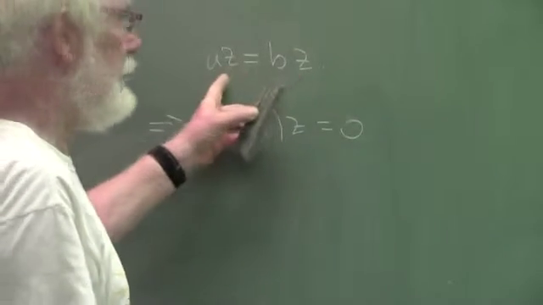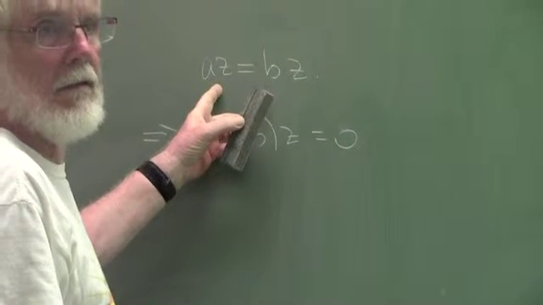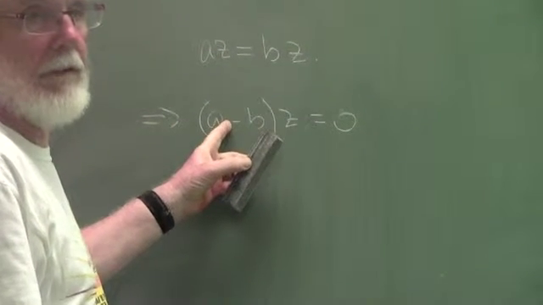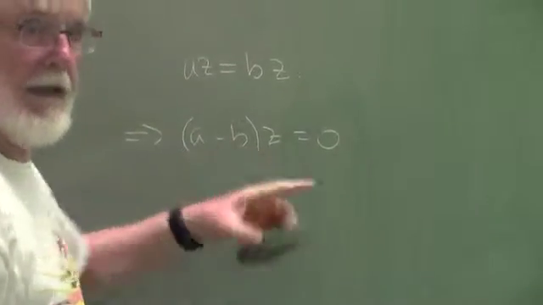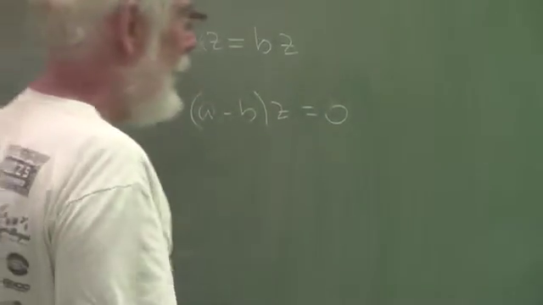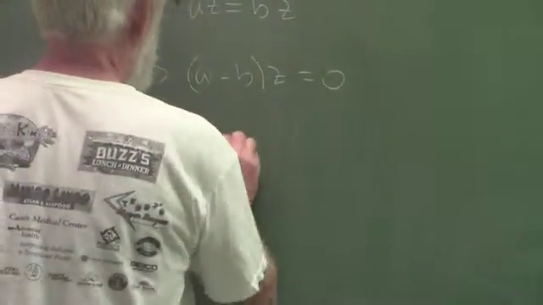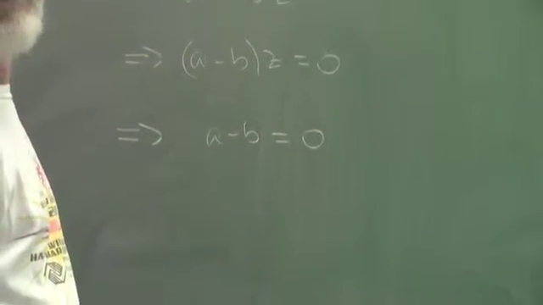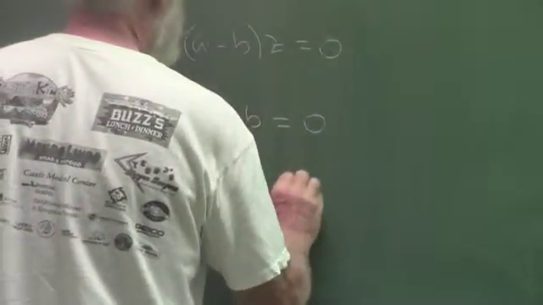So that means you can bring this to the other side with a minus, and use the distributive law to factor out your C. But that's what we are allowed to do in the algebra, right? Now we assume no zero divisors. This implies A minus B is 0, and this implies A equals B.